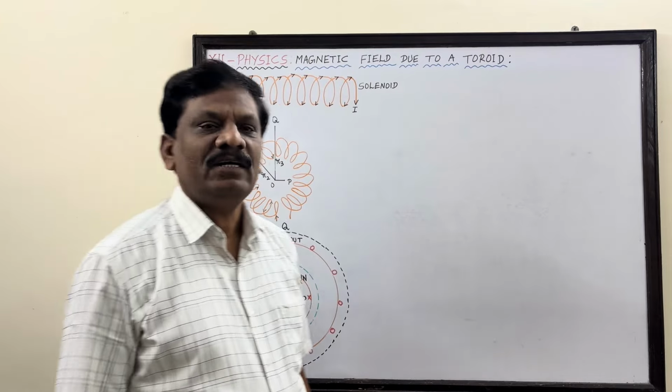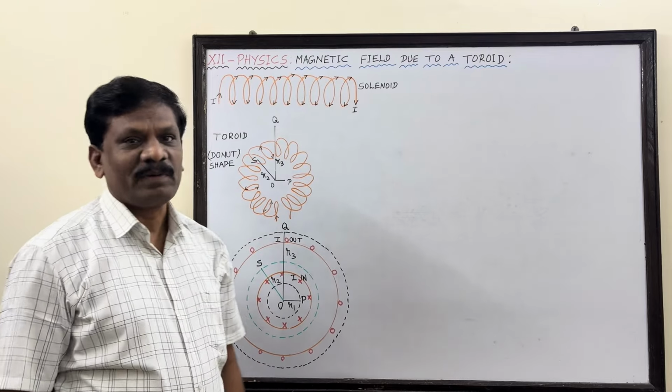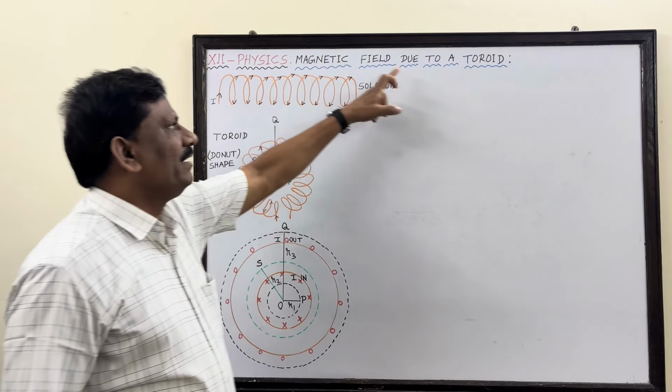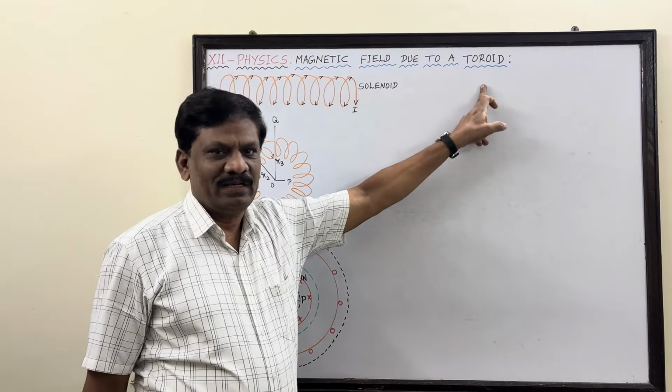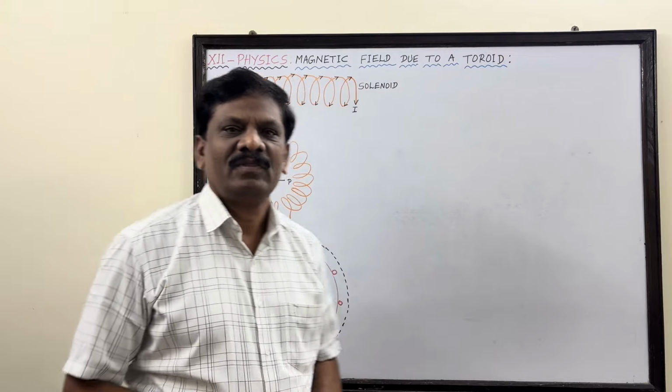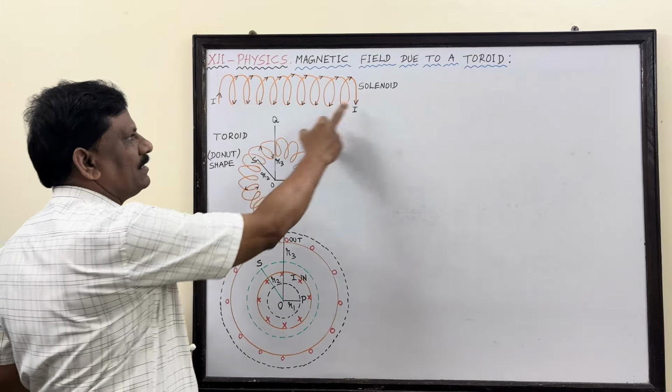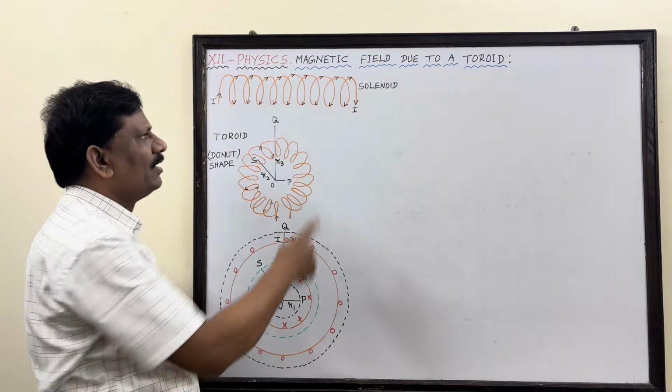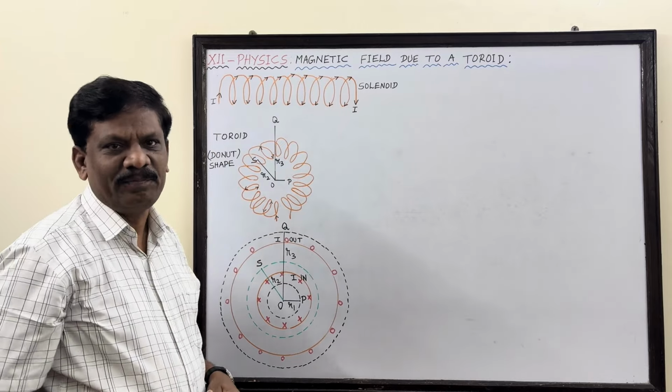Hi students, today we are going to derive an expression for the magnetic field due to a toroid. First of all, let us understand what a toroid coil is. First we will consider a solenoidal coil carrying a current of I ampere.